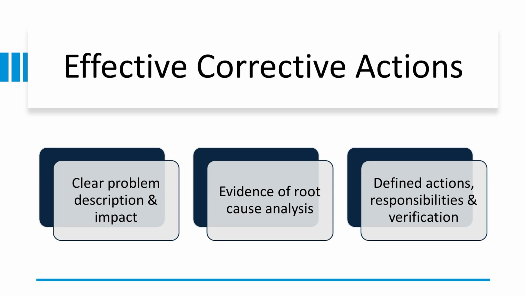A good corrective action process includes: 1. Clear description of the problem and its impact. 2. Evidence of root cause analysis, for example, 5 whys, fishbone. 3. Detailed corrective steps. What exactly will change in the process, training, material, or equipment? 4. Responsibilities. Who will do what and by when? 5. Verification. How we will check whether the corrective action is effective: data, audits, observation.